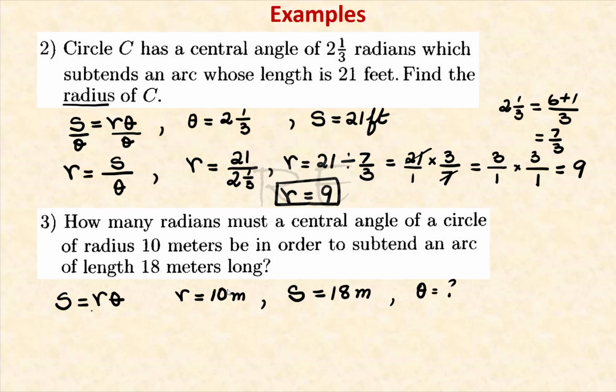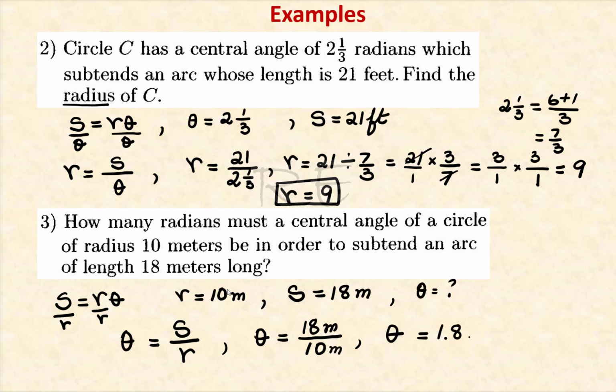Therefore, we're going to divide both sides by the radius. So theta is equal to the arc length divided by the radius. So it's going to be the arc length, which is 18 meters, divided by the radius, which is 10 meters. So the central angle is equal to 1.8 radians.